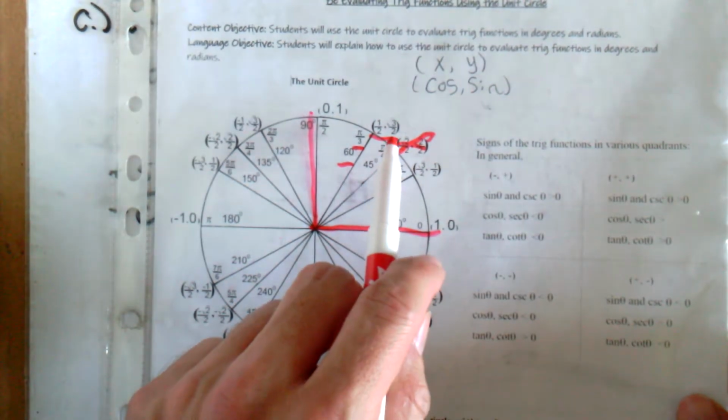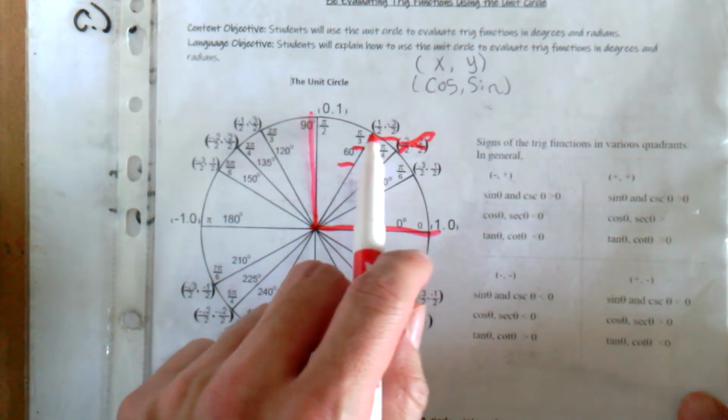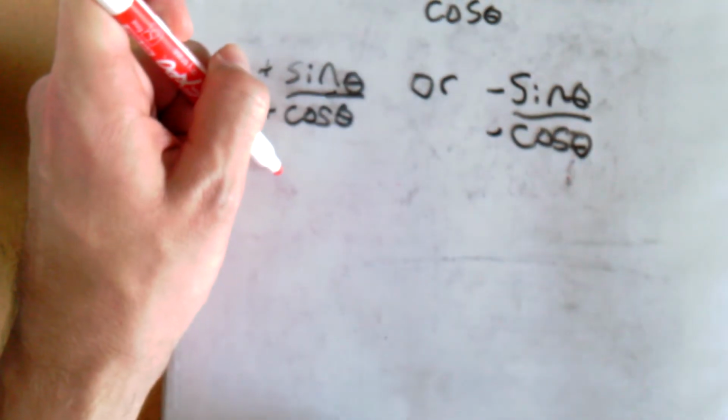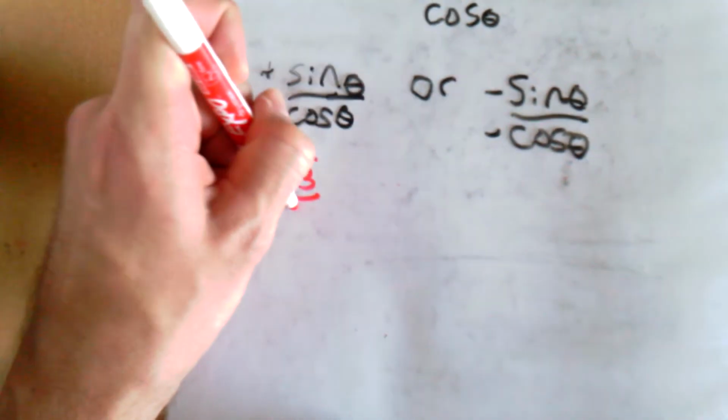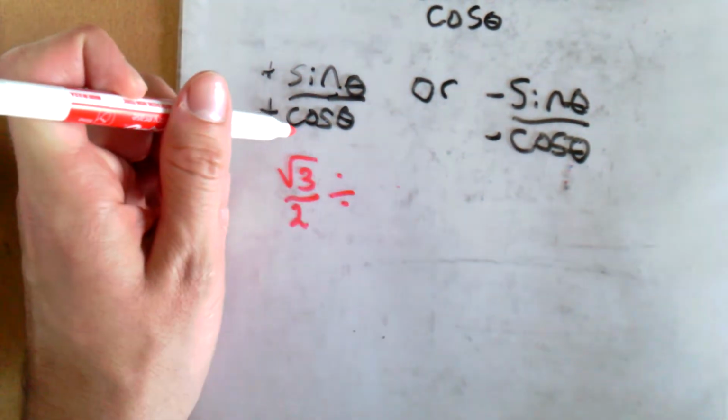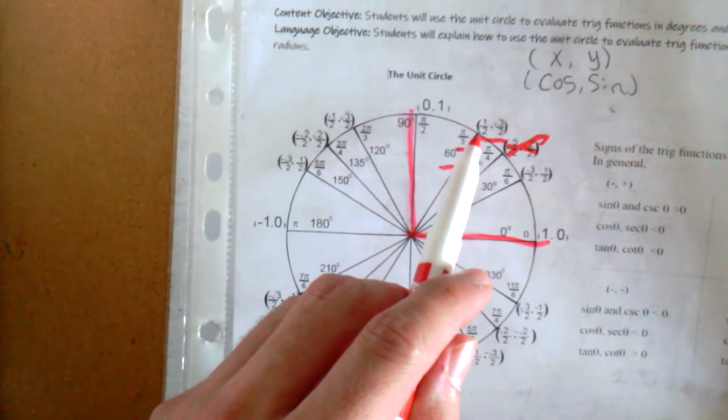So let's see. Let's divide the square root of 3 over 2, or sine, by 1/2, or cosine, and see if we get the square root of 3. So that's the square root of 3 over 2, which is what sine is at 60 degrees, divided by cosine, which is 1/2 at 60 degrees.